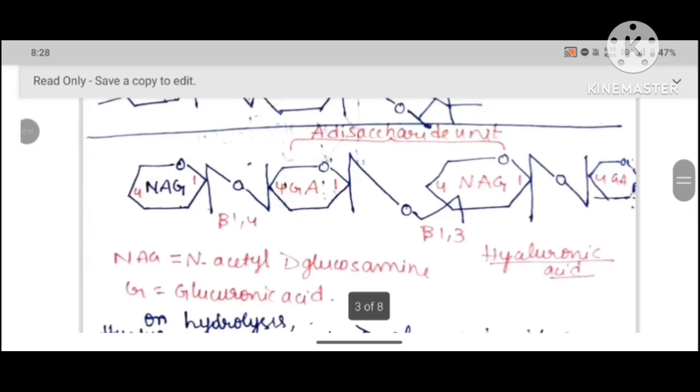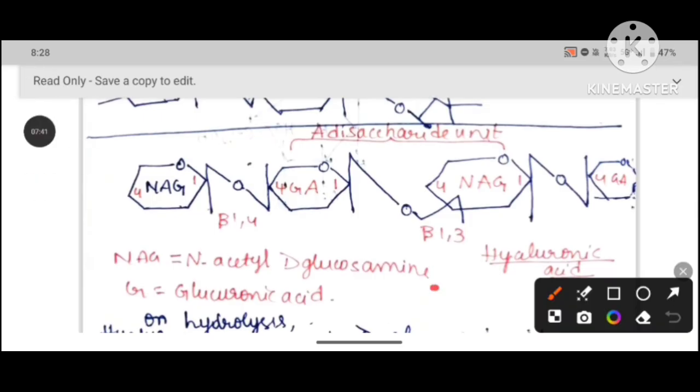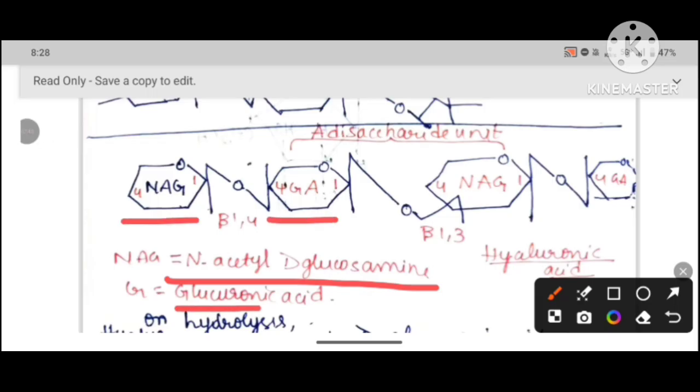So these are the NAG and GA rings, N-acetyl. One is the N-acetyl glucosamine ring here, and GA stands for glucuronic acid ring. These two together form a linkage, a beta 1,4 glycosidic linkage. The carbon atom 1 of NAG and carbon atom 4 of glucuronic acid form a glycosidic bond with each other, forming hyaluronic acid.